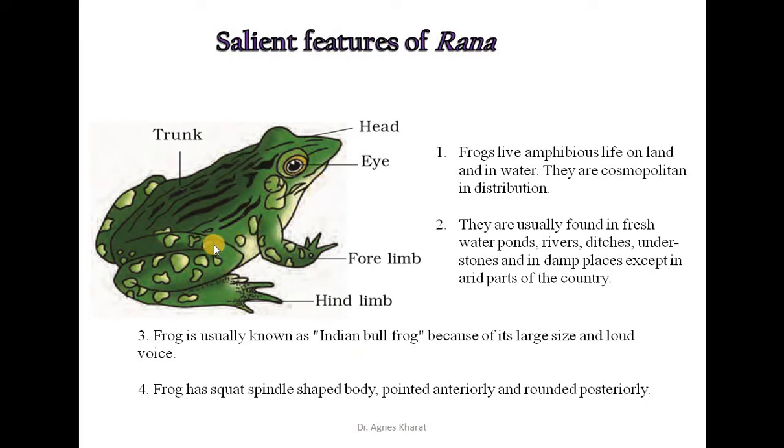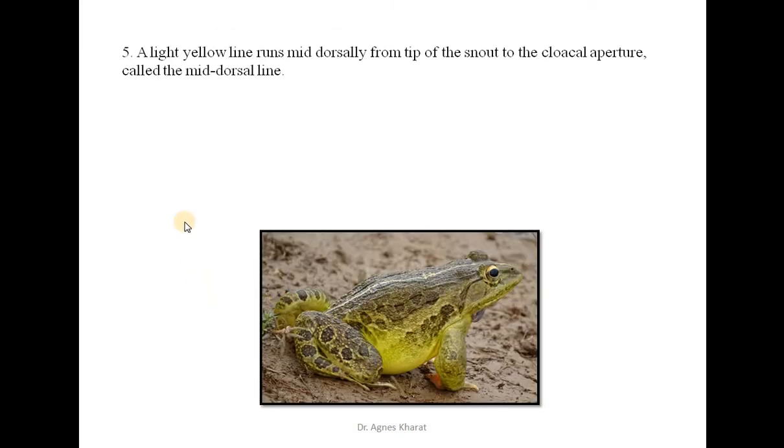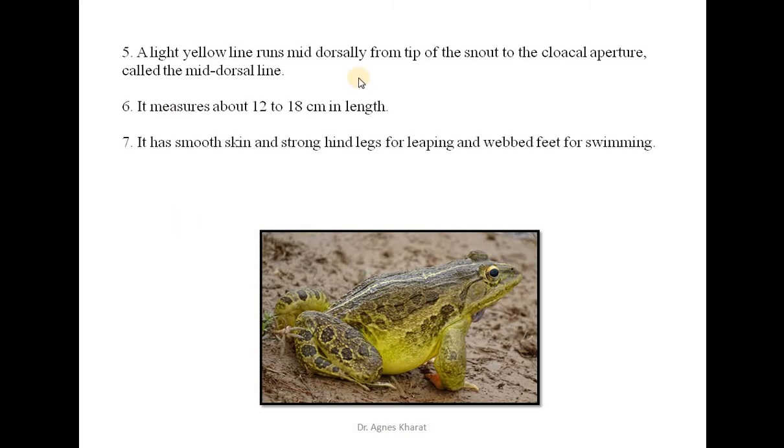So this is the diagrammatic representation of the frog. You can see the body is clearly divided into head and this is the body trunk region and these are the limbs. These are the forelimbs and these are the hind limbs. A light yellow line runs mid-dorsally from tip of the snout to the cloacal aperture called the mid-dorsal line. It measures about 12 to 18 cm in length.